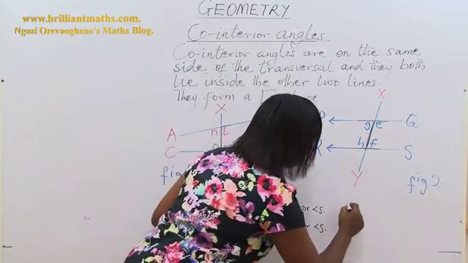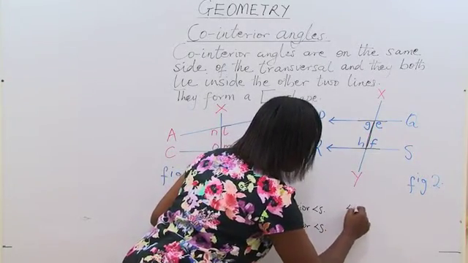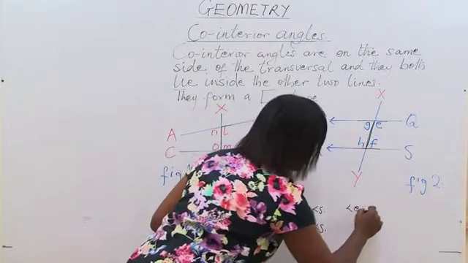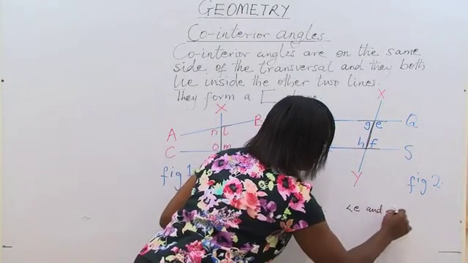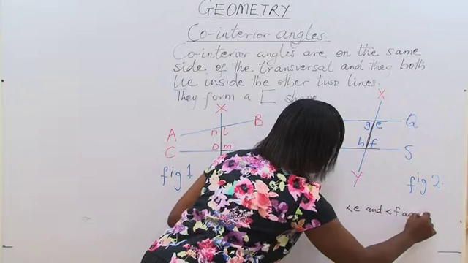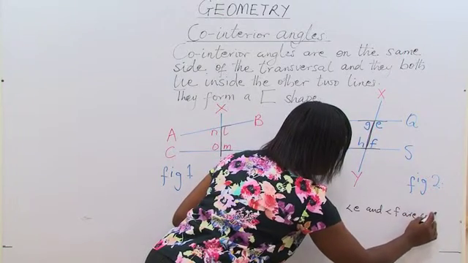So in figure 2, angle E and angle F are co-interior.